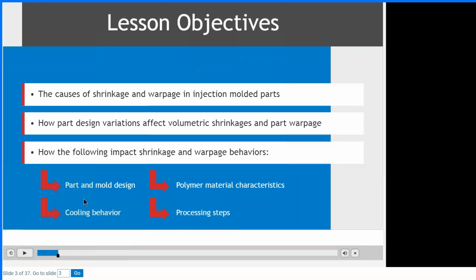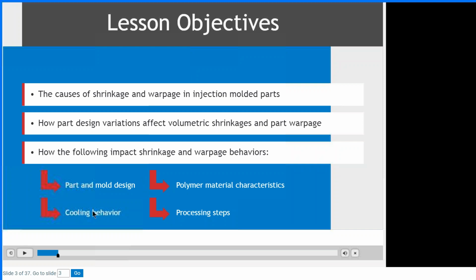As we all know and just discussed, injection molding is very complex, and shrinkage is one of those quality criteria in a part that is really difficult to ascertain what is exactly the cause for shrinkage and warpage, unless you really do an in-depth study. In general, you can think of it as everything plays a role to determine the final volumetric shrinkage, the final part dimensions. They all link to the part and mold design, to the cooling behavior inside the mold, the material, and of course the processing.